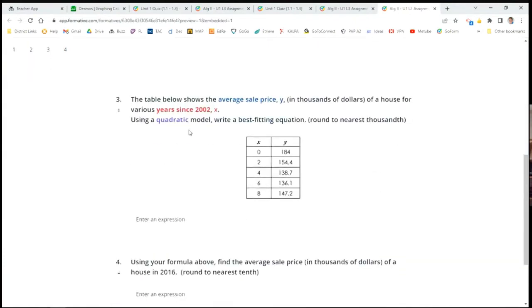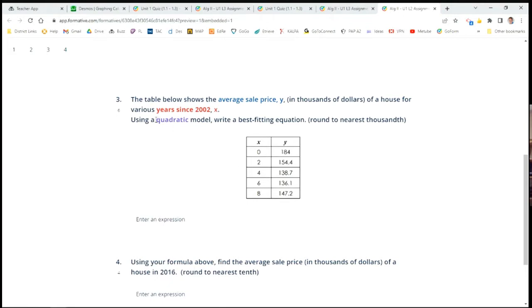This is one of the basic mistakes I saw. So here's a table that has the average sales price, which is Y. Y is the average sales price, and that's in thousands. So that's 184,000, 154,000. And for various years since 2002, X. This is how many years since 2002. So that first one is the year 2002, then that must be 2004, and that's 2006.